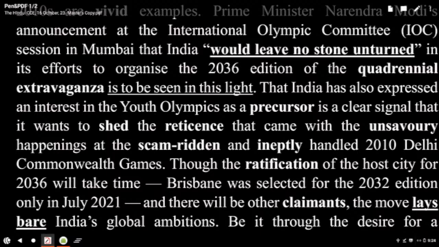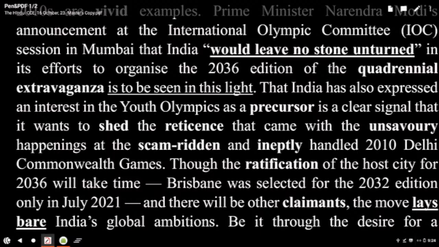is a clear signal that it wants to shed the reticence that came with the unsavory happenings at the scam-ridden and ineptly handled 2010 Delhi Commonwealth Games. All these years, India was calm, India was quiet, India was mute. Why? What is the reason? They did not talk about hosting an international event. The reason behind is 2010, mentioned clearly, what happened.